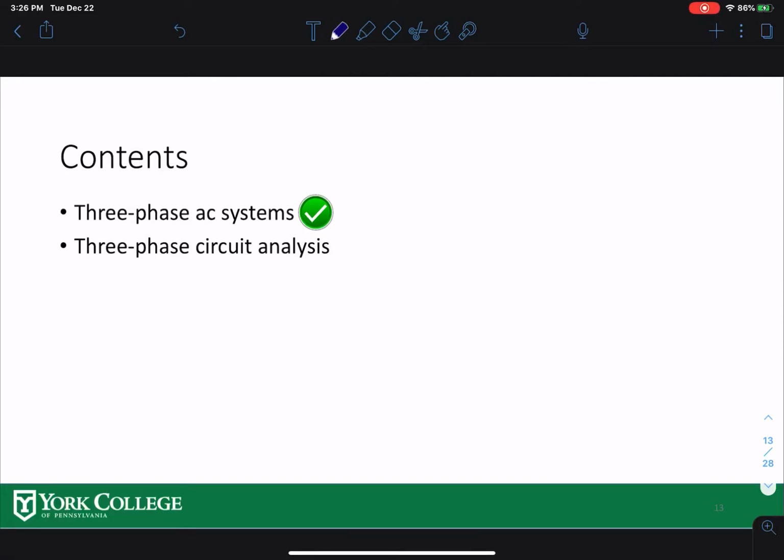Hello everyone. Let's get back to class 4, part 2, power system. Last video I talked about the three-phase AC system, delta and Y connections, and the relationship between line-to-line and phase voltage and current for delta and Y connections. Today we're going to talk about circuit analysis for three-phase systems.